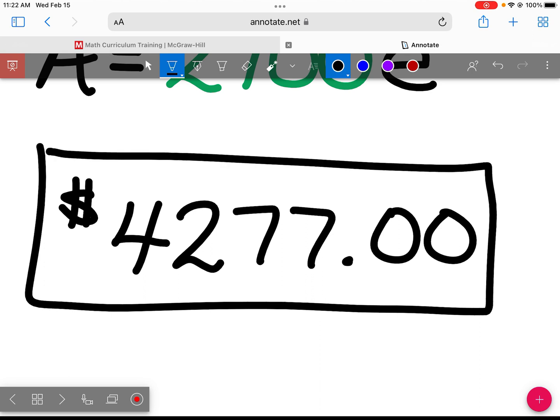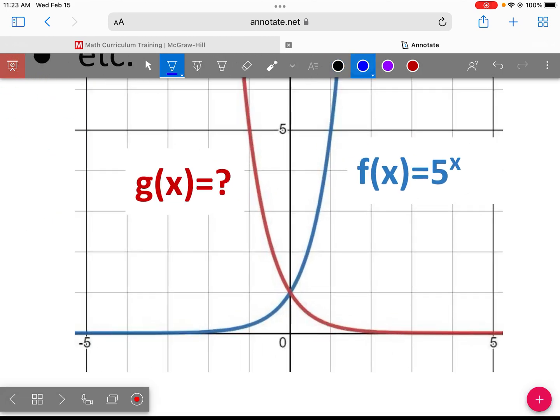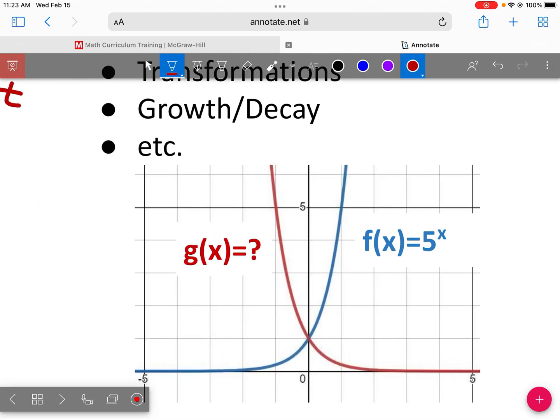Number 2, write everything you know about the red graph. So there's 2 graphs shown there, a blue one and a red one. I know you guys don't have colors, but there's colors up here. So the blue one is f of x equals 5 to the power of x.